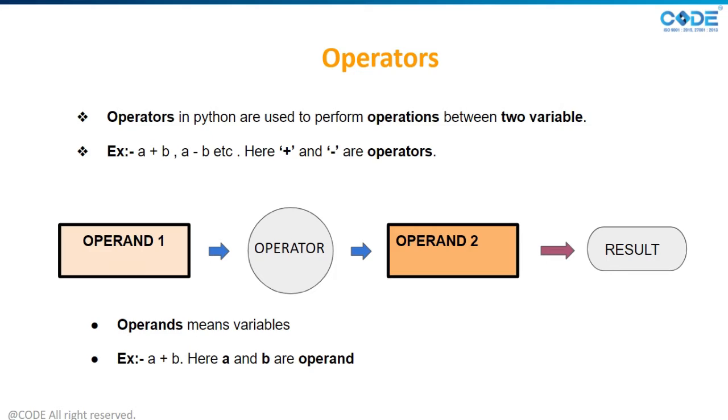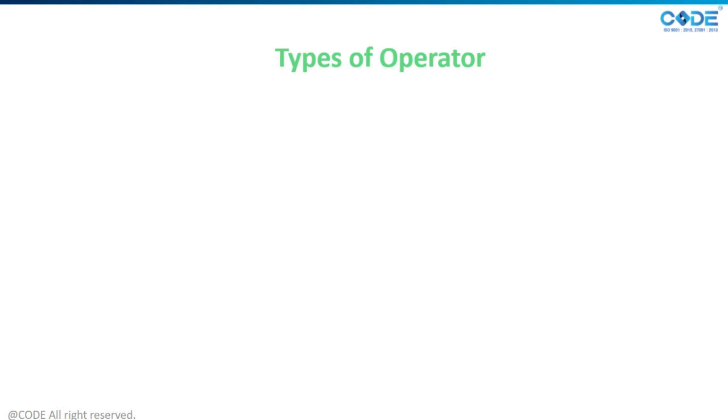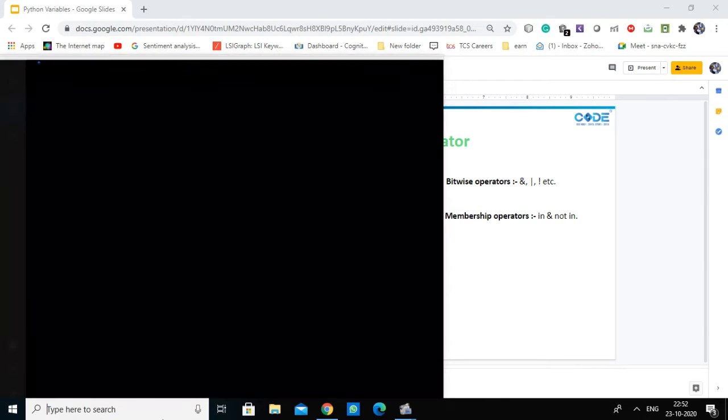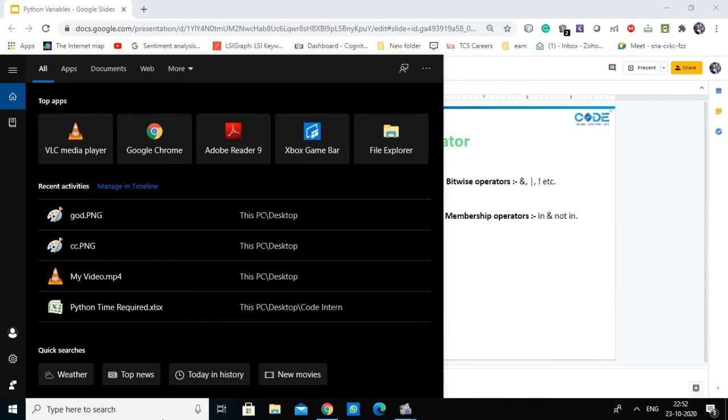So let us move to our last topic, that is types of operators. There are 6 types of operators. First one is arithmetic operators. It is used to perform arithmetic operations between two variables or values. So these are arithmetic operator symbols we use in Python. So we have addition, subtraction, division, multiplication, modulus, exponentiation and float division. Now let's take it up to Python IDLE to understand the concept of arithmetic operators.